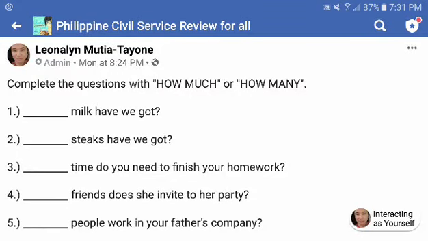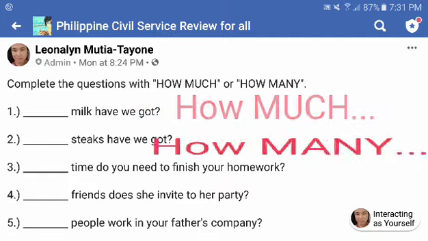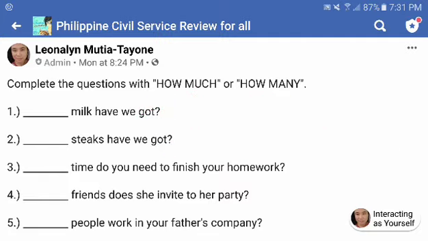Let's go over the difference between how much and how many. Do you know the difference? Let's complete the following questions with how much or how many. If you haven't answered them yet, answer them first before you see the correct answers.